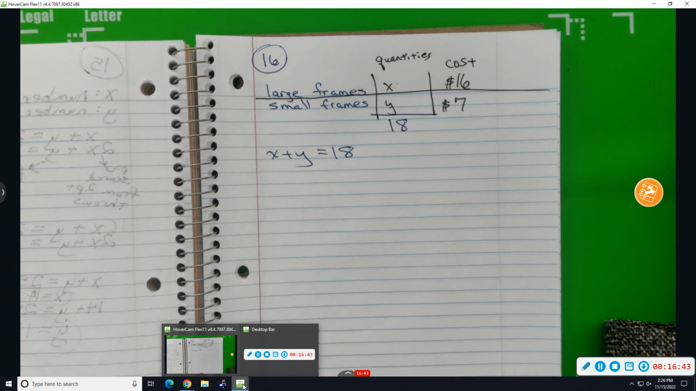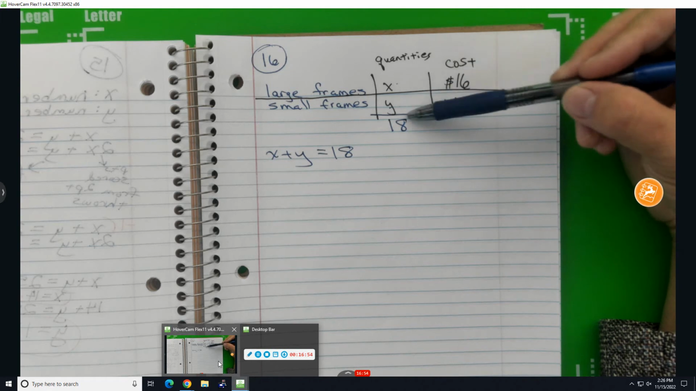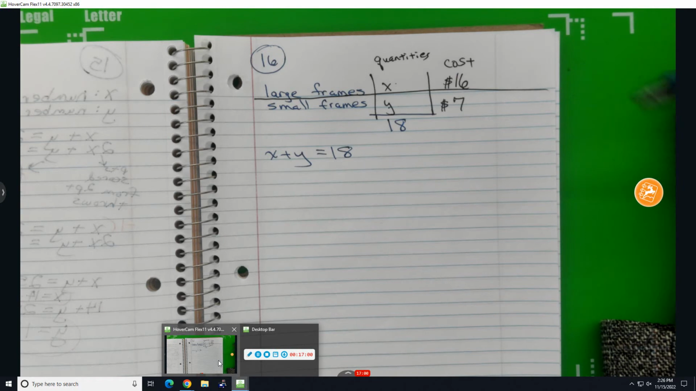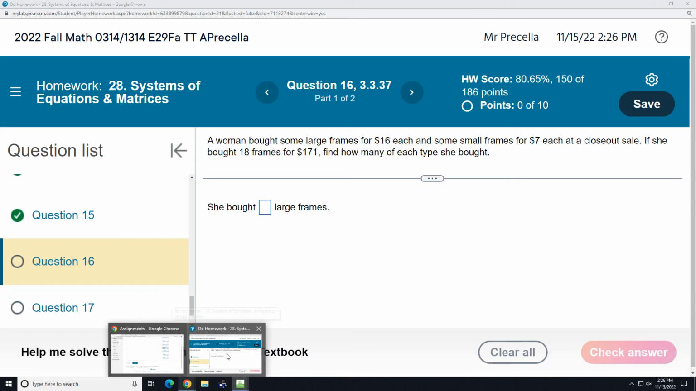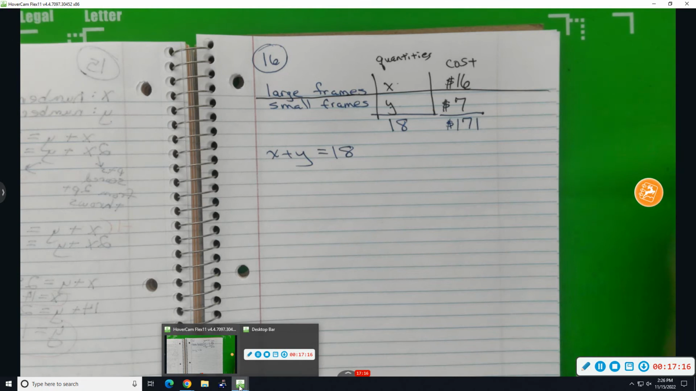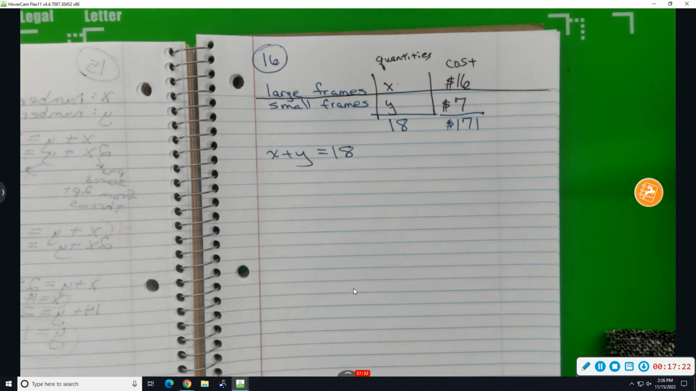Notice how I keep going back, rereading the problem. I go back, looking at it, taking more information. One thing that stood out to me is that if you add the number of large and the number of small, you're going to get 18 frames. Now the cost. What did they say about the cost? It equals 171. So if we totaled the cost of all of these frames, it would cost $171. I'm totaling the cost column, and it's going to give me $171.